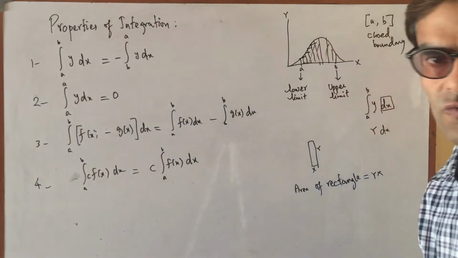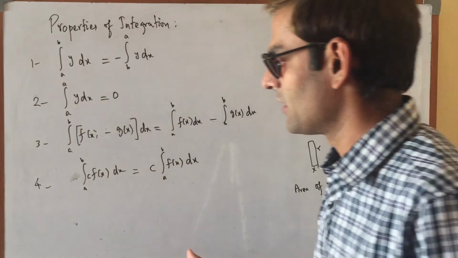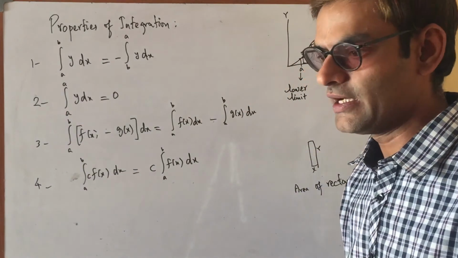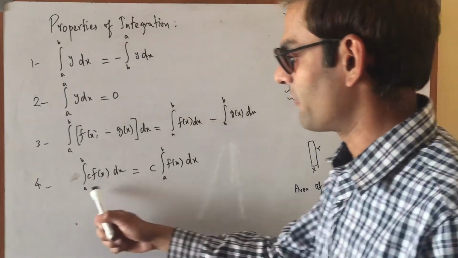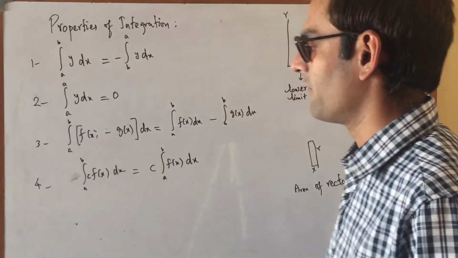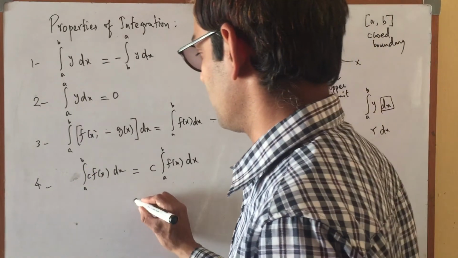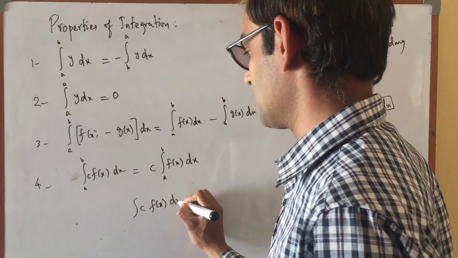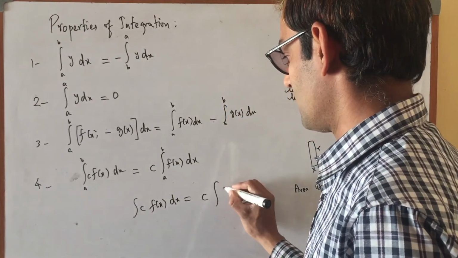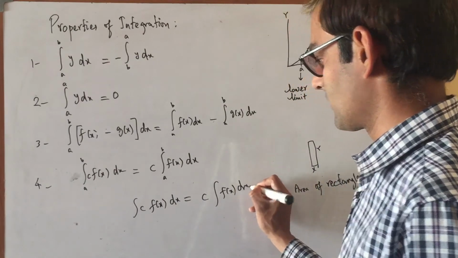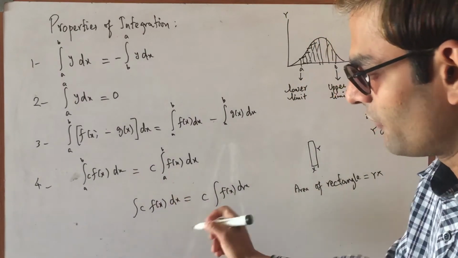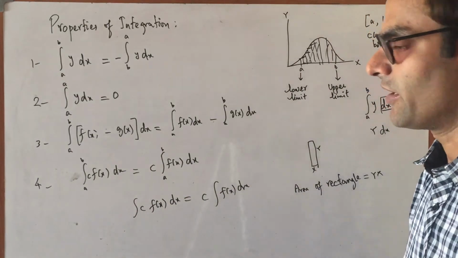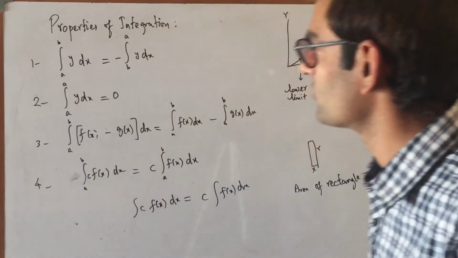We have two types of integration: definite and indefinite. This is a definite integral because we have limits. If we don't have limits, like the integral of c f of x dx, we can write the same thing but without putting limits. So this is an indefinite integral, and the other is a definite integral.